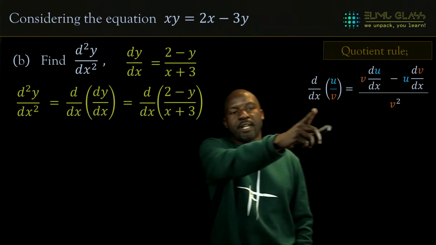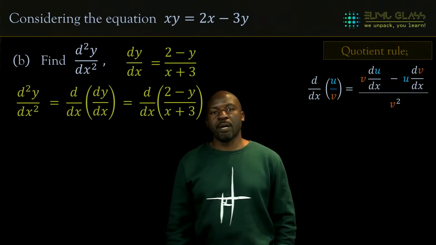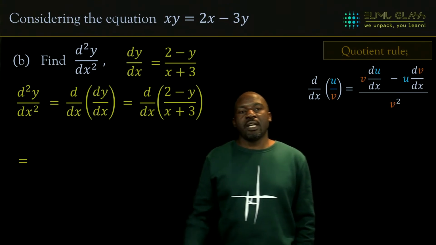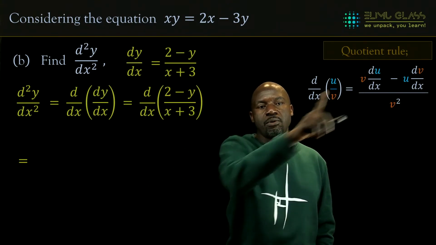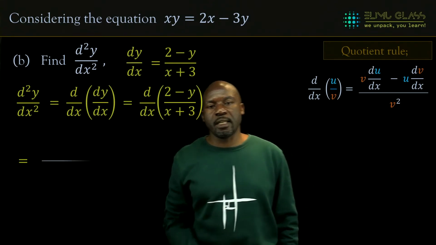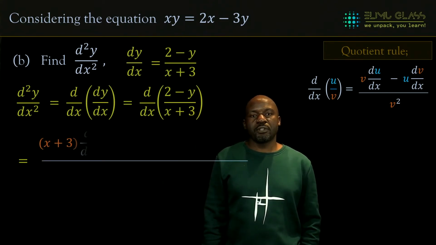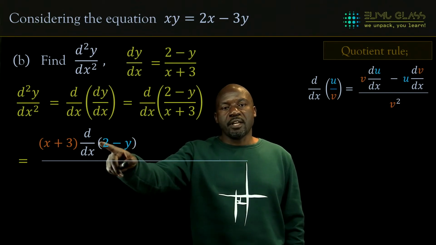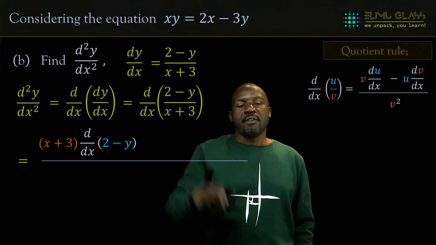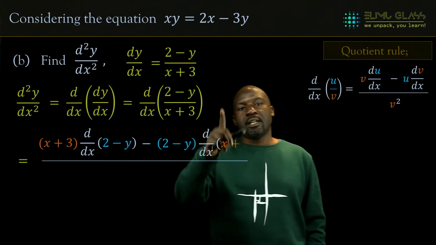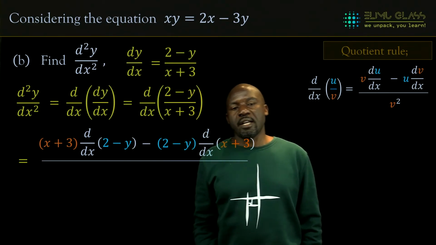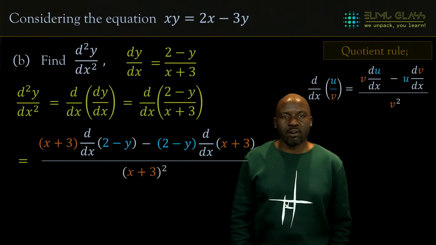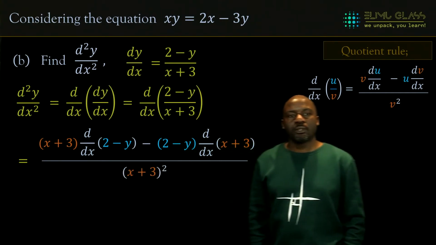Now if we apply that rule to our problem here, we write v du first, so we're going to have (x plus 3) times the derivative of the numerator, then minus (2 minus y) times the derivative of the denominator, and everything divided by the square of the denominator, like that. So that's what we have.